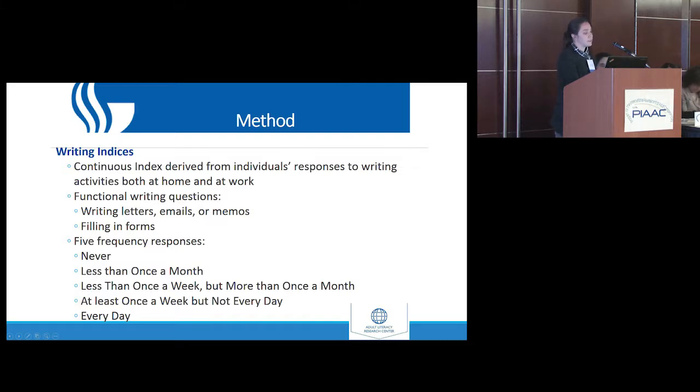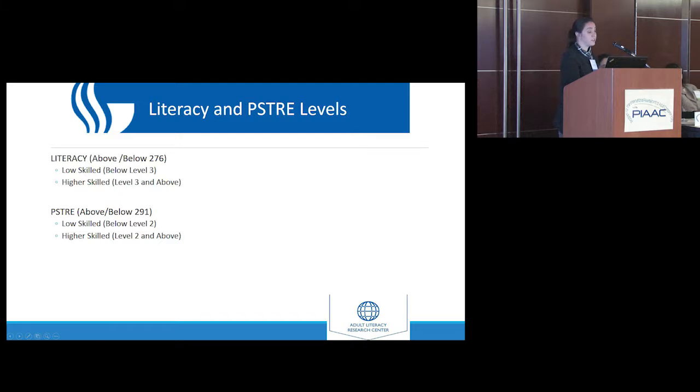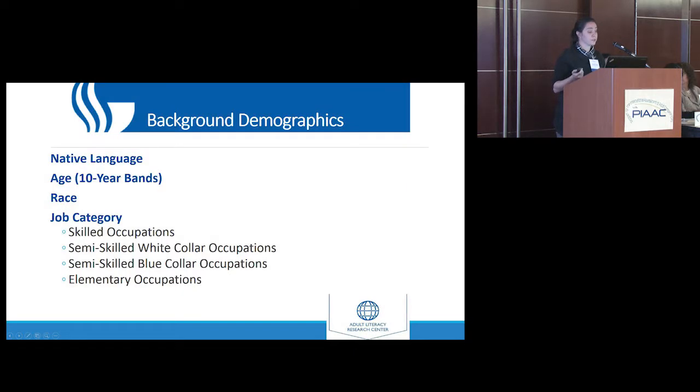So we use both the continuous index, the derived index for the writing indices, as well as those specific functional writing questions of writing letters, emails, and memos, and filling in forms. So for the frequency responses, it ranged anywhere from 0, never, all the way to every day as a 5. And then again, we classified low and high literacy and PSTRE levels. So low skilled was considered below 276 in literacy and below 291 in PSTRE. And then for our background, we did native language, which I'll present on today, age and tenure bands, race, which I'll talk a little bit about today, and job category.